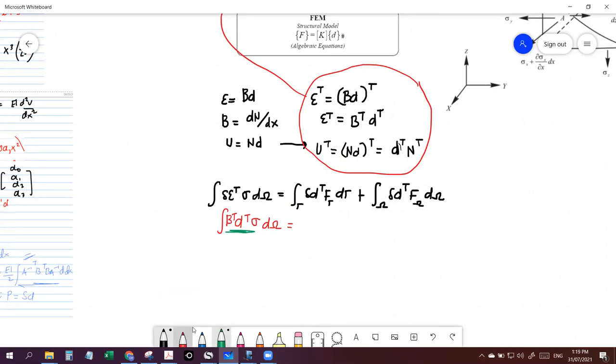So this is displacement, ito yan. I should have rewritten this as U. This one also as U, para bumalik yung D. Okay, so that becomes U transpose is D transpose and N transpose. And then the force acting on the surface plus, ulitin natin to, D transpose and N transpose.